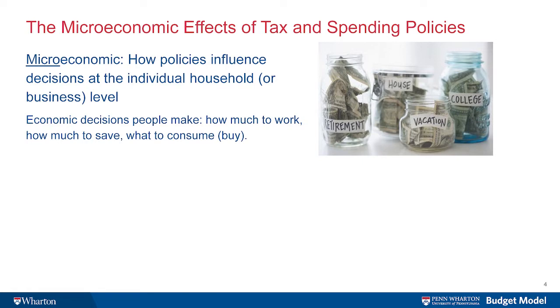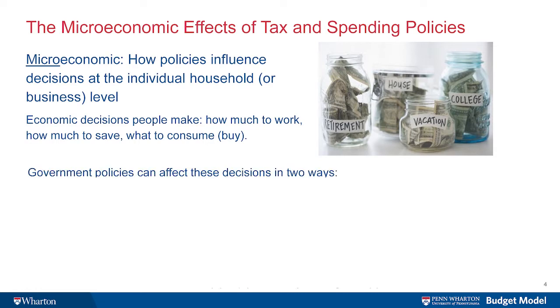Microeconomics is all about how individual households or businesses make decisions. And so when we talk about policy effects, we're talking about how a tax or spending policy will influence decisions that a household or an individual would make, such as how much to work, how much to save, what to consume, like how to spend their income. Those are microeconomic decisions at the household level.